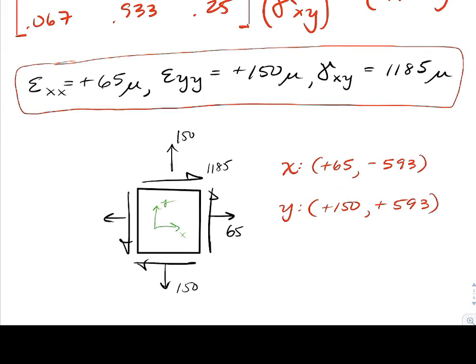So we use the coordinate system. I'm going to draw a strain block, and I've got on the x face positive 65, on the y face positive 150, and I've got a shear strain which is going to be on the x face in the positive y direction. So I'm going to go ahead and draw that arrow right there. If I can draw 1, I can draw all 4, and I label it 1185. So I just need my initial strain state, and I can jump on Mohr's circle for strain.